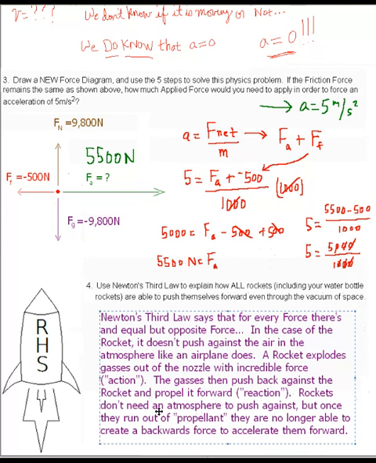Action, reaction. Rockets don't need an atmosphere to push against, but once they run out of propellant, they're no longer able to create a backwards force to accelerate them forward. An airplane pushes the air in front of it back behind it, causing the action and reaction with the atmosphere. A rocket carries the propellant on board. Newton's third law.